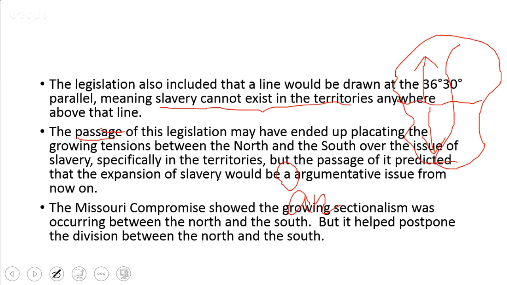The Missouri Compromise showed that the growing sectionalism was occurring between the North and the South, but it helped postpone the division between the North and the South. So again, we know it cannot stop the Civil War, but it just helped postpone.